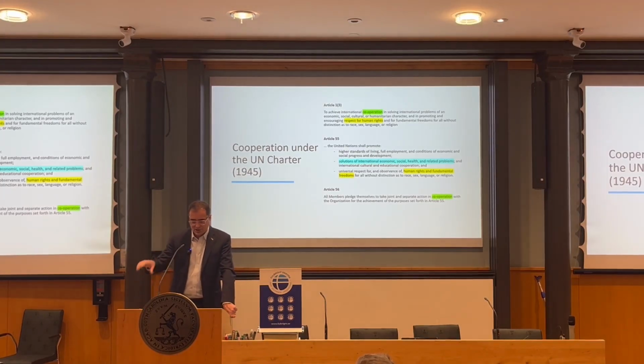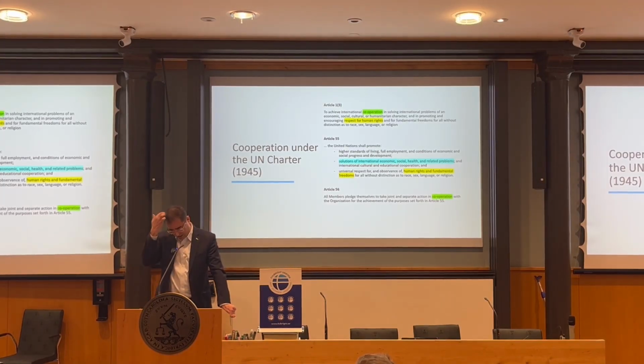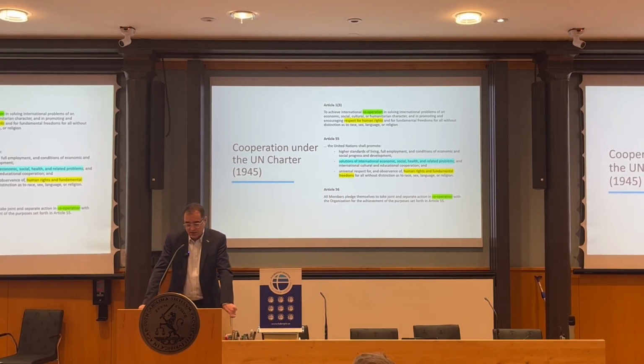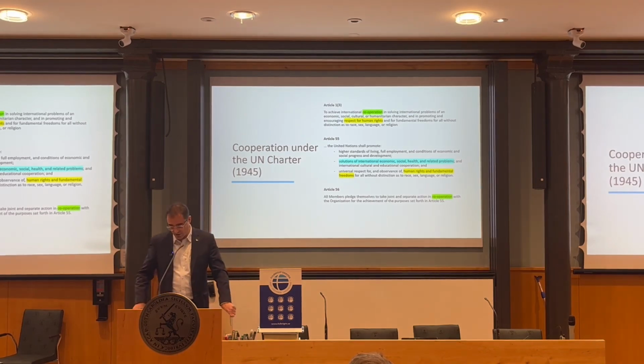This is the language in Article 55-56. Fundamentally, what I want to highlight here is there is a duty to cooperate for the respect of human rights, but also to identify solutions of international economic, social, and health and related problems. So we're going to come back and look at these two pieces of the puzzle a bit later. An obligation to cooperate in the realization of human rights and one to solve international problems.